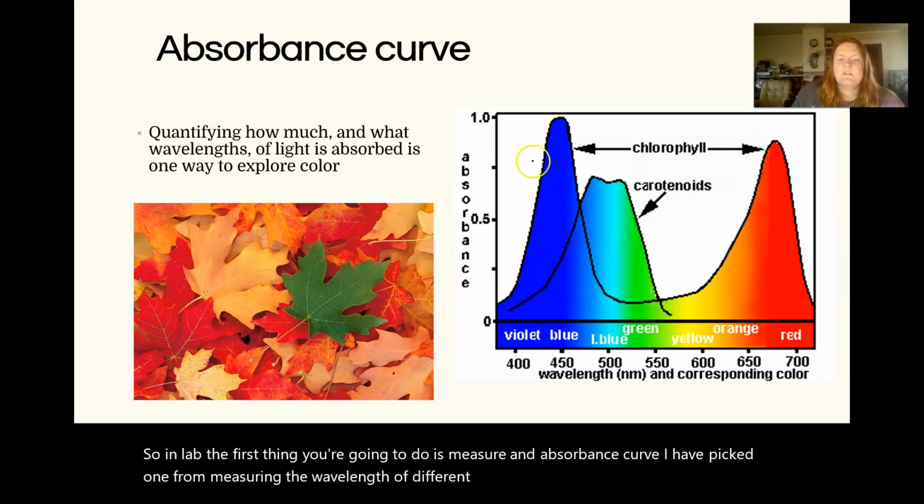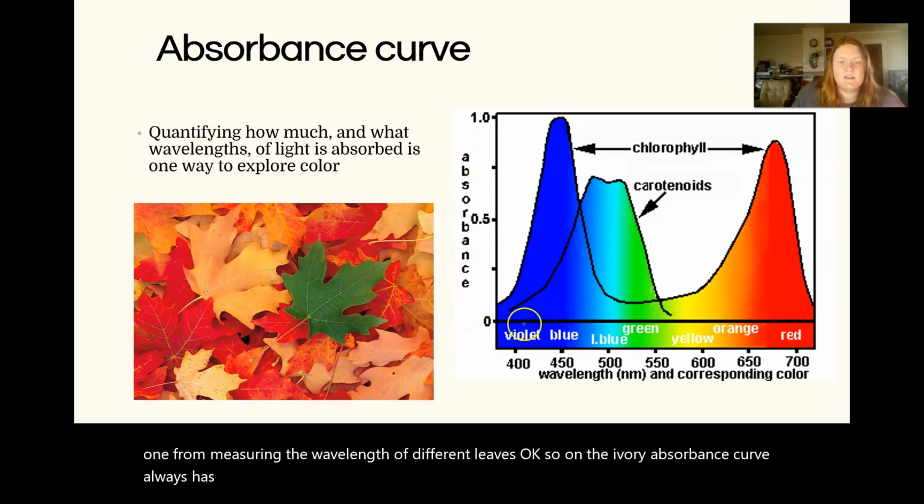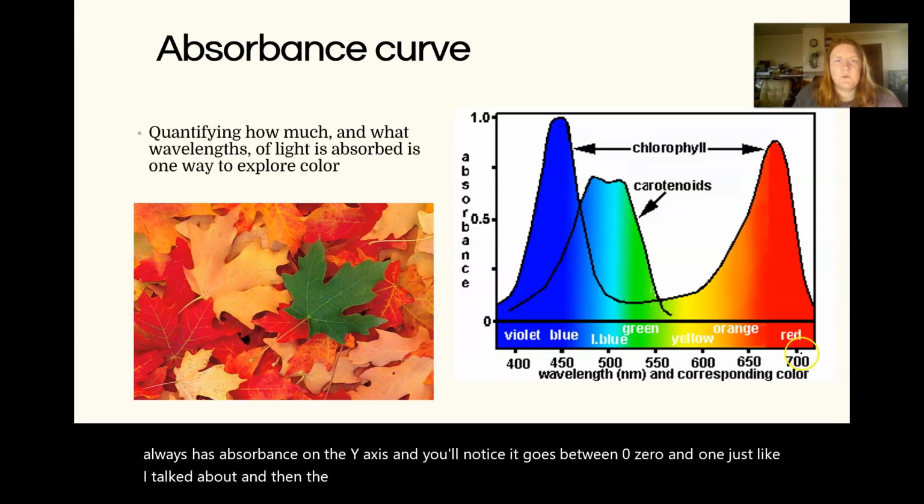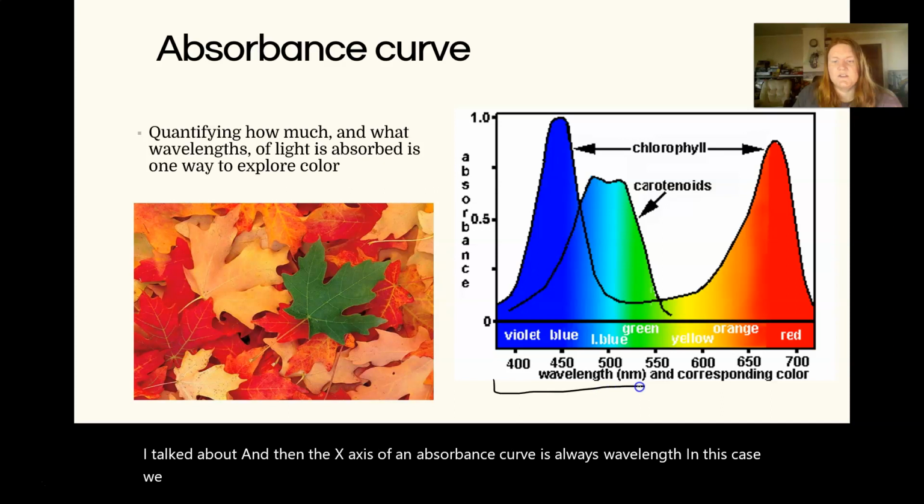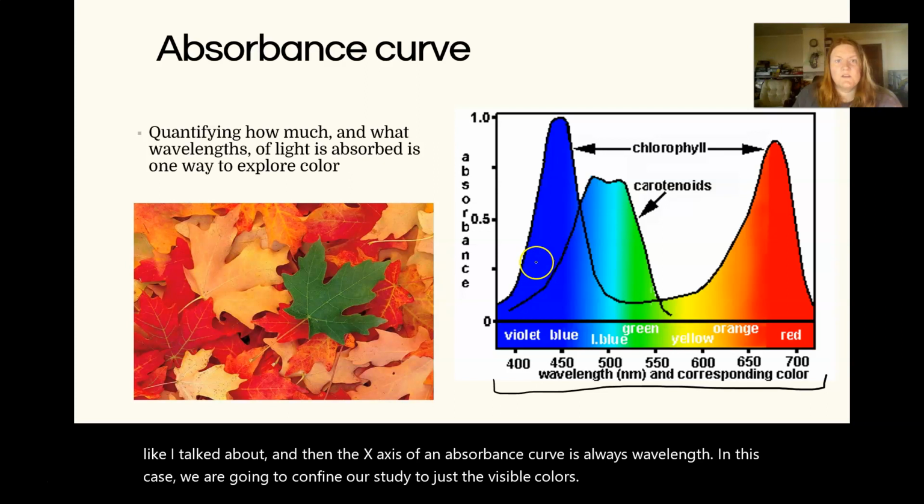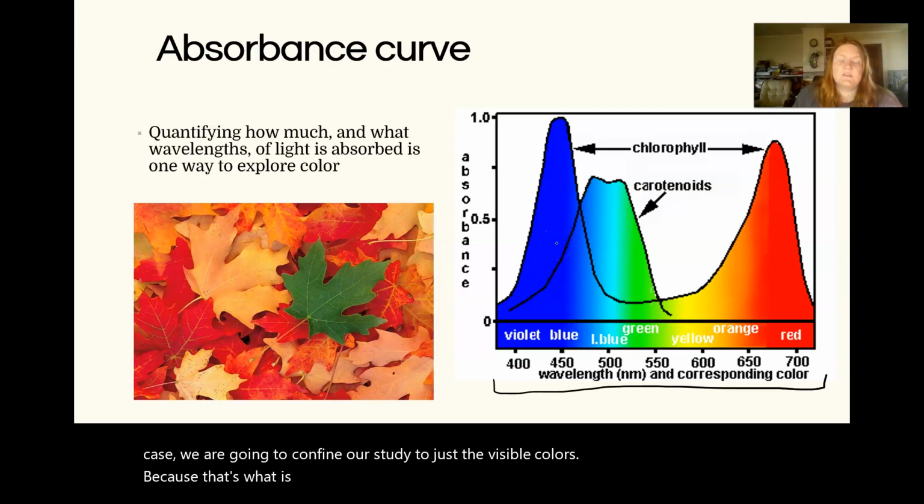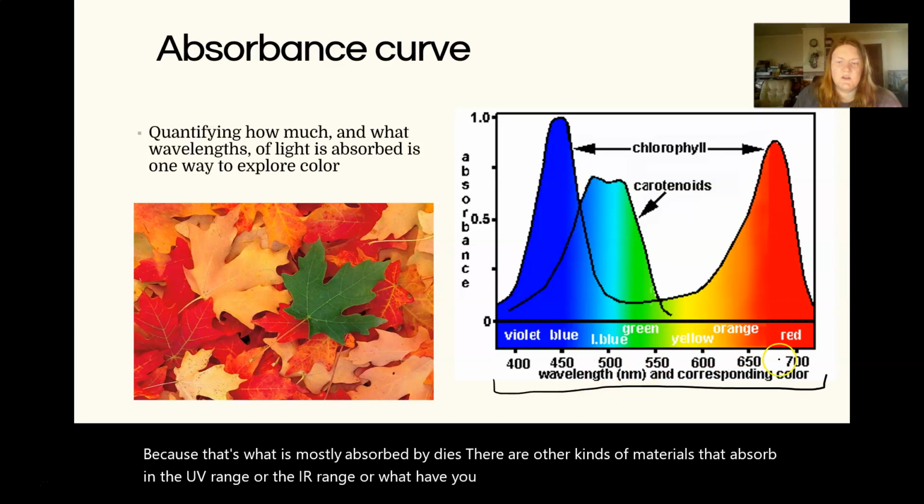Okay, so every absorbance curve always has absorbance on the y-axis, and you'll notice it goes between 0 and 1, just like I talked about. And then the x-axis of an absorbance curve is always wavelength. In this case, we are going to confine our study to just the visible colors because that's what is mostly absorbed by dyes. There are other kinds of materials that absorb in the UV range or the IR range or what have you, but we're just going to look at visible light for now.